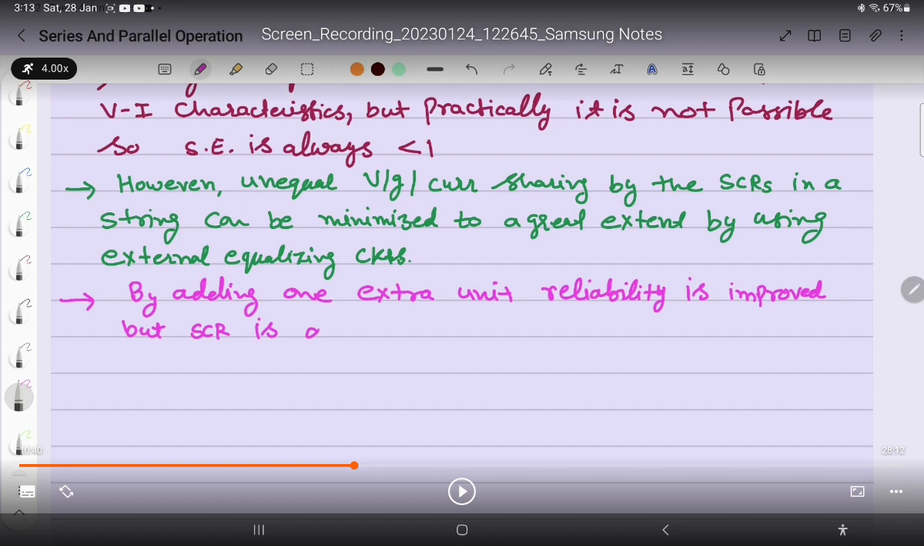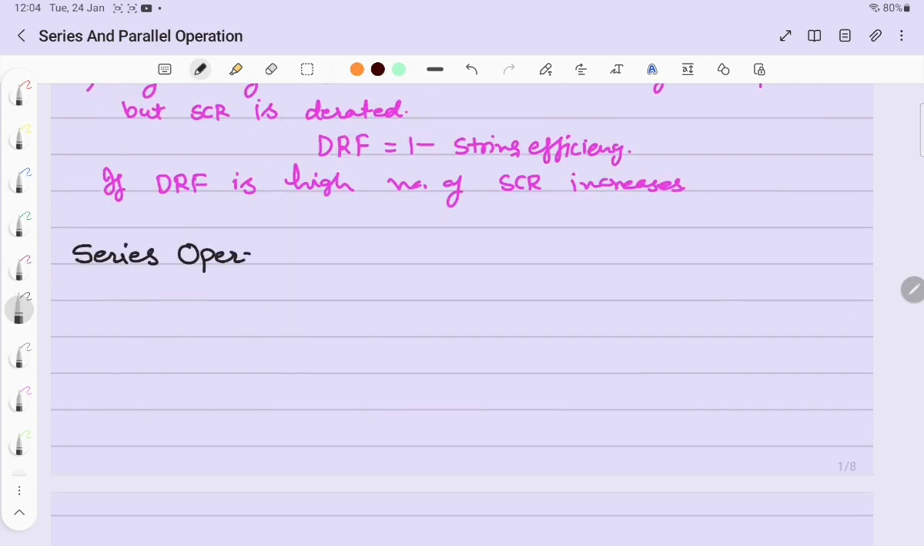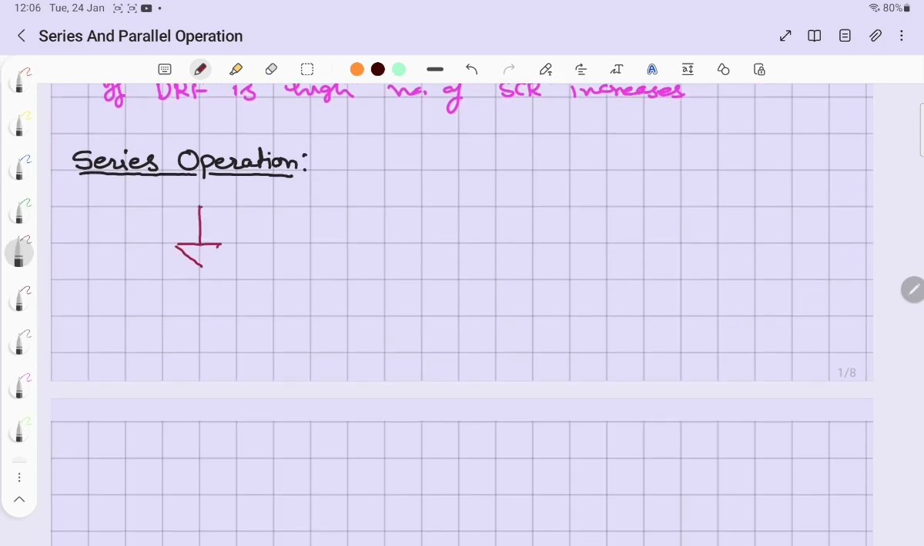So that we will also see in this article. And another thing, by adding an extra unit, reliability is definitely improved, but SCR is derated, and the term derating factor DRF is defined as 1 minus string efficiency. If DRF is high, the number of SCR has to be increased, right? Now we will see the series operation of SCR.